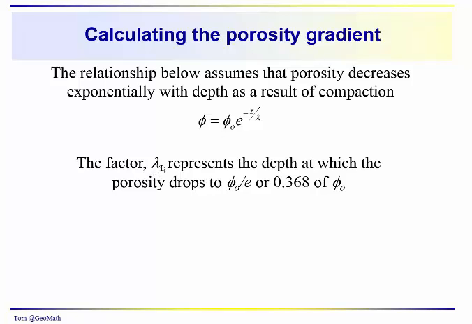The factor lambda, that represents the depth at which the porosity drops to phi 0 over e. So when z is equal to lambda, this is equal to minus 1. So we have e to the minus 1. 1 over e is equal to 0.368. And so we have phi equal to 0.368 of phi 0.